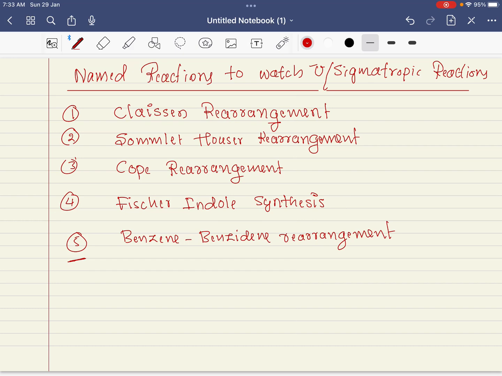Hey guys, in my last two videos, I talked about named reactions under sigmatropic reactions. In those videos, we talked about the benzidine rearrangement, Fischer indole synthesis, Sommelet-Hauser rearrangement, and Claisen rearrangement. In this video, we'll talk in detail about the Cope rearrangement.